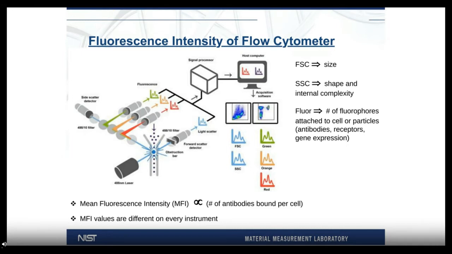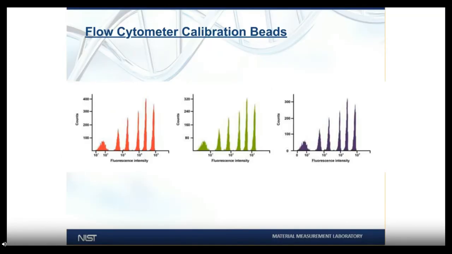And we do that by measuring the mean fluorescence intensity, or MFI value, of a particular population. The MFI value is directly proportional to some biological quantity, for instance, the number of antibodies bound per cell. The problem is that MFI values are different on every instrument. And this has to do with a variety of things, mainly that every detection system has a different spectral response to light. And because fluorescence is an absolute technique, it's not a relative technique, say like absorbance.